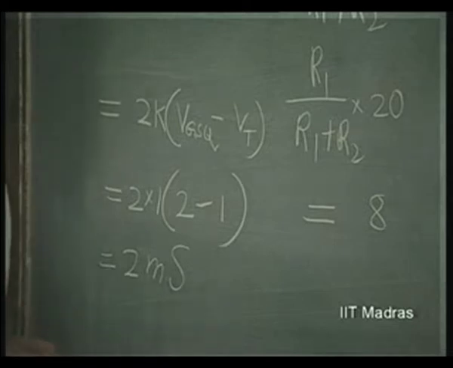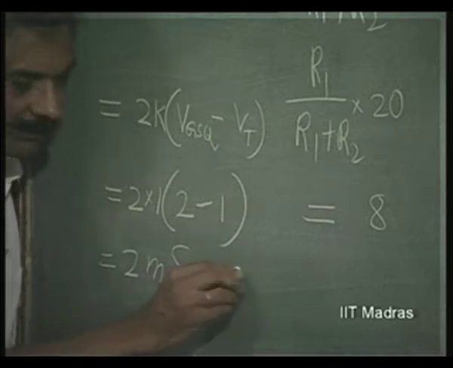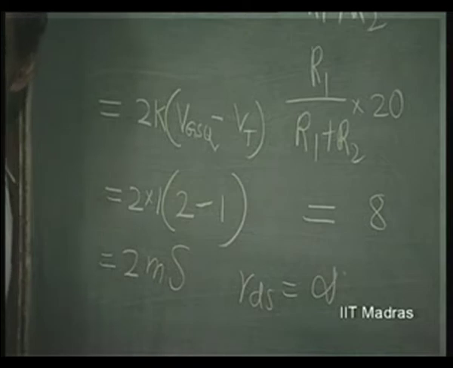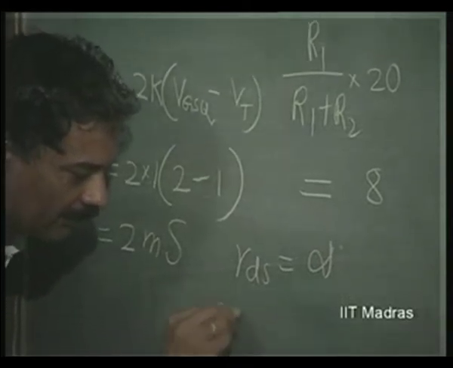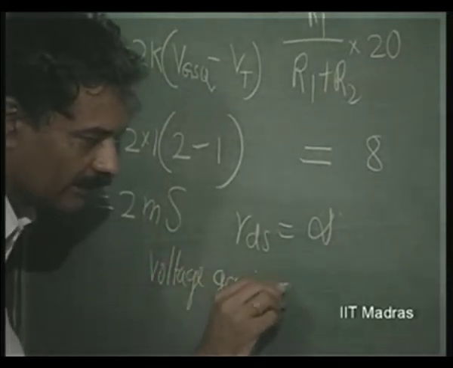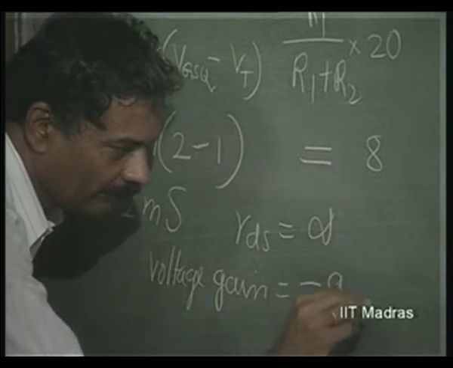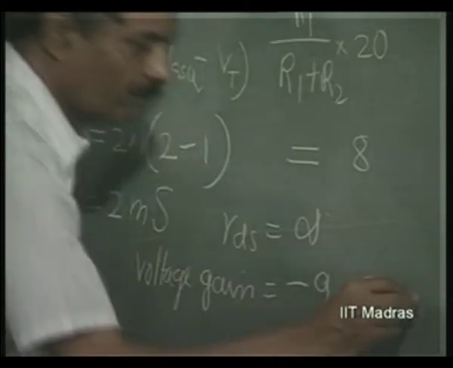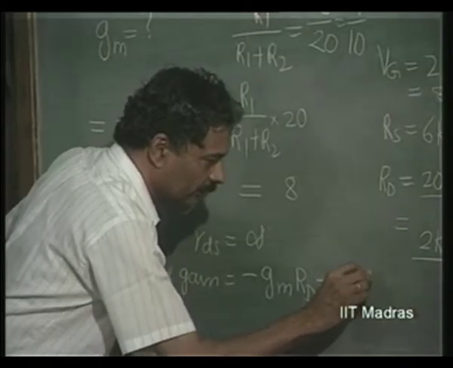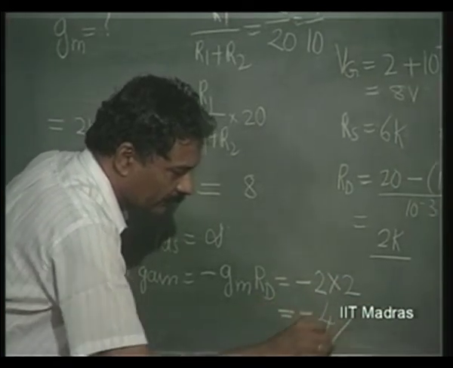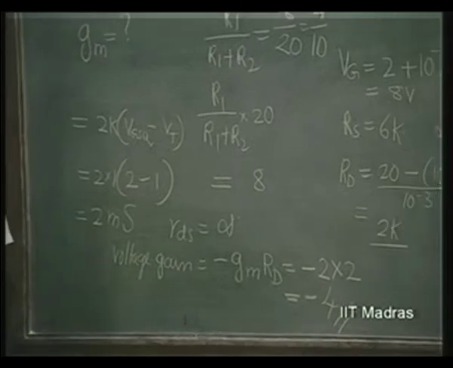Therefore, the gain is, right, RDS is not given. So RDS, when it is not given, we will assume it as infinity, right. It is not given. So gain, voltage gain is equal to minus GM into RD, which is minus 2 into 2, minus 4. It's a pretty low voltage gain.